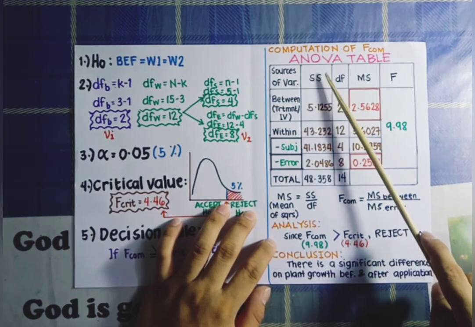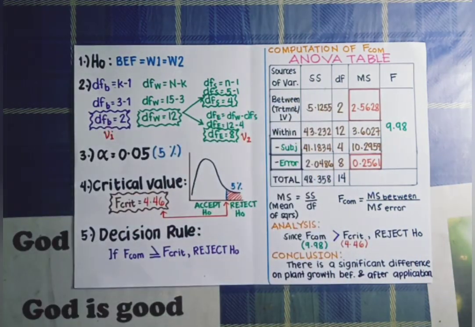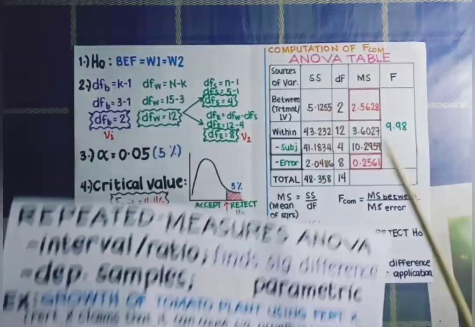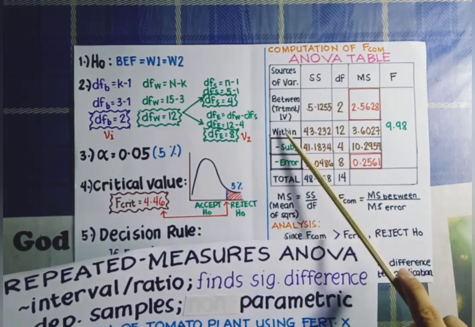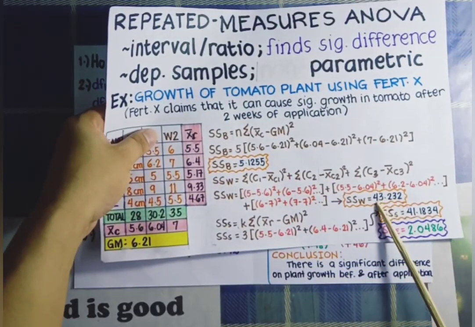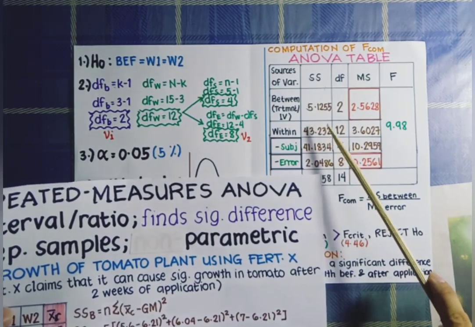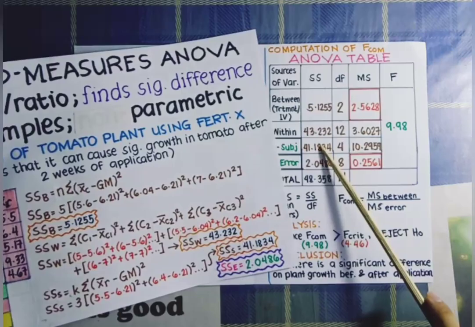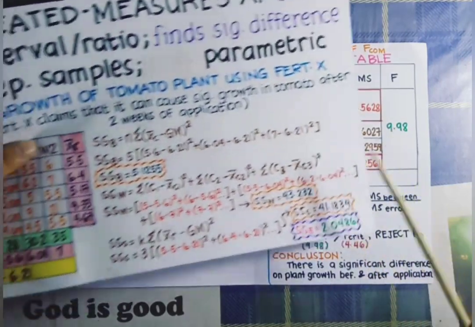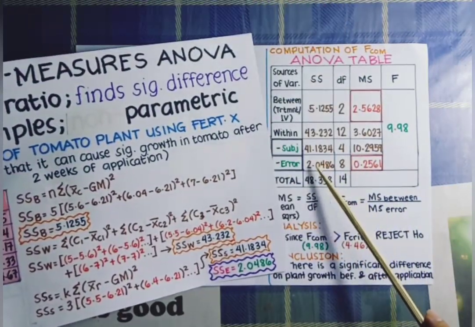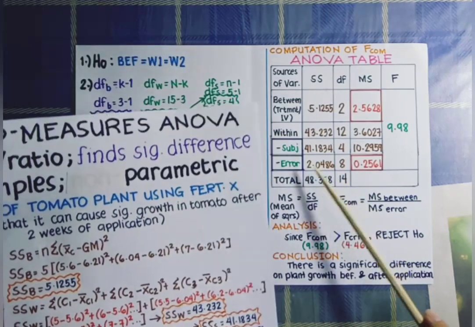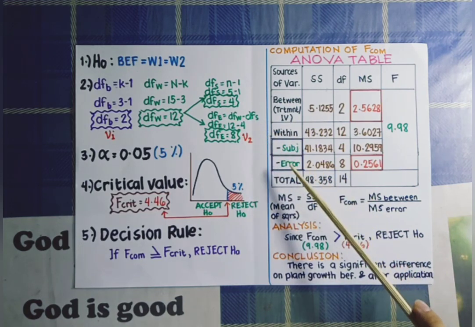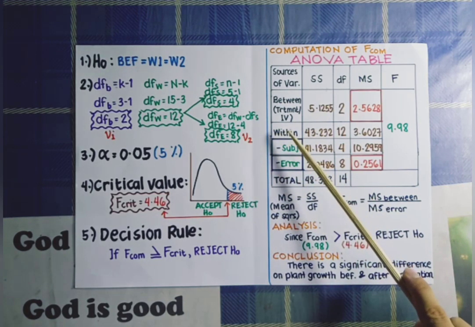Now, for the sum of squares between the group, that was already determined earlier, and that was actually 5.1255. For the sum of squares within the group, that's 43.232. For the sum of squares for subject, that's 41.1834. For the sum of squares for error, that's 2.0486. And we have here the total. Now, the total is just between plus within, because subject and error are just, again, subsets of within.